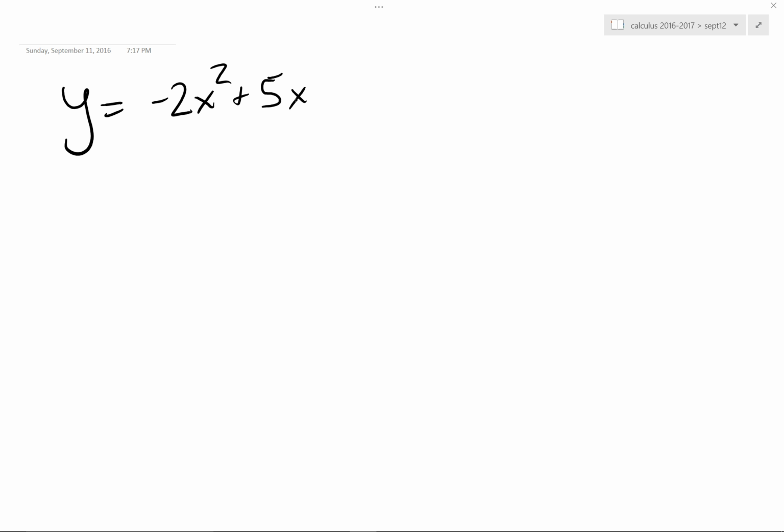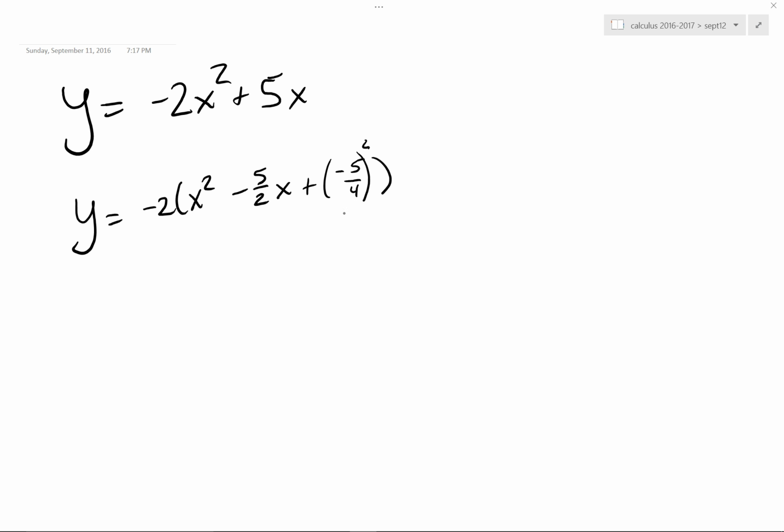Well, Mr. Groom, there's no C. That makes it even easier. So what I'm going to do is factor that -2 out. So what's half of -5/2? It's -5/4, squared.